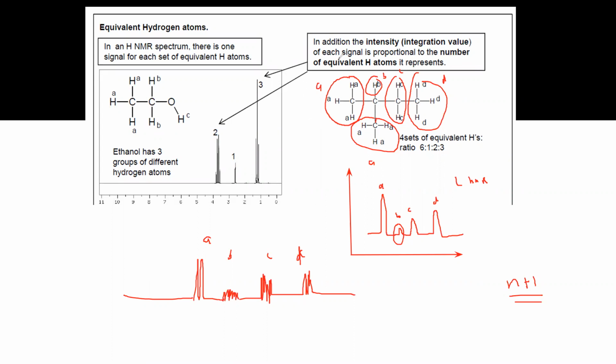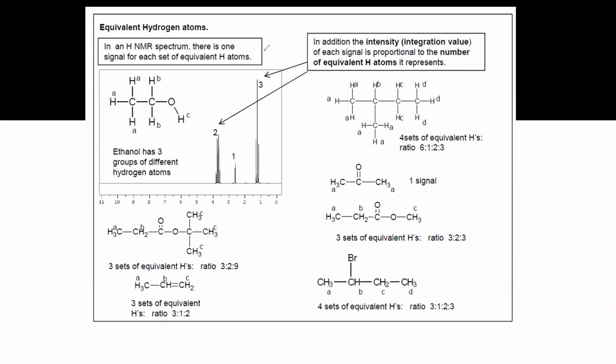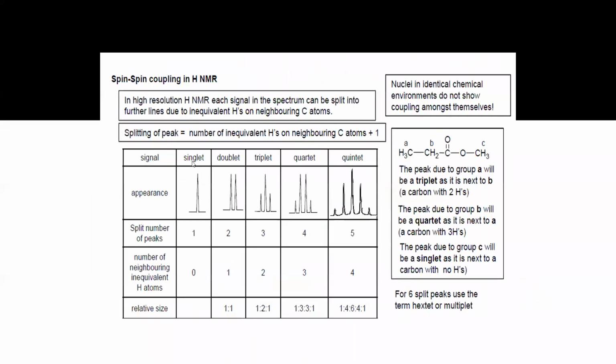How will you identify these peaks? So you have to learn the Pascal table for this. Maybe you studied this Pascal table in maths. If there is no neighboring hydrogen, 0, then how many peaks will it split into? The splitting pattern is n plus 1, so it will split into n plus 1. So 0 plus 1 is 1, or you will have a singlet.